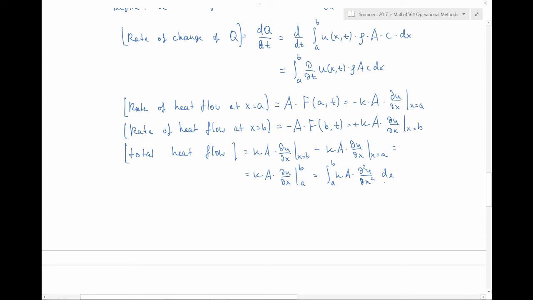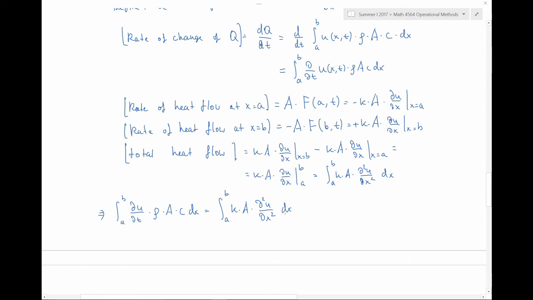And since the rate of change of Q has to be directly equal to the rate of heat flow in and out of my little section, I can conclude that the integral from a to b of the partial derivative of u with respect to time times rho times A times c dx should be the same as the integral from a to b of k A times the second derivative of u with respect to x, integrated with respect to x.